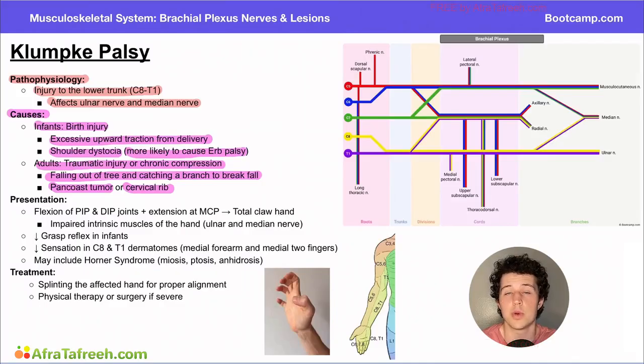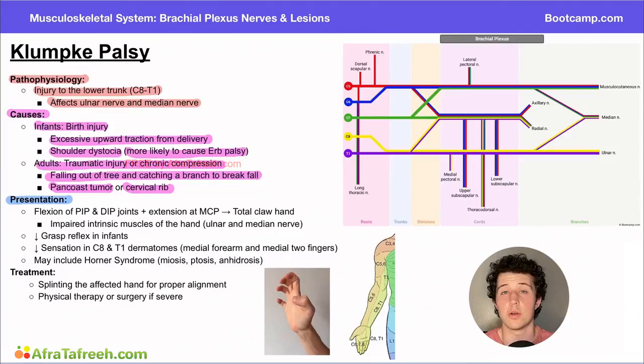If it also is compressing or damaging other structures like the subclavian vein or the subclavian artery, then we can have something known as thoracic outlet syndrome, which will have its own video. Klumpke palsy and thoracic outlet syndrome have overlapping presentation, and so the important distinction between them is that Klumpke palsy is generally pretty specific to just nerve damage. Because thoracic outlet syndrome can also compress the vessels of the arm, we see additional signs like pulselessness or swelling of the affected arm. So let's move on and talk about the details of presentation in Klumpke palsy.